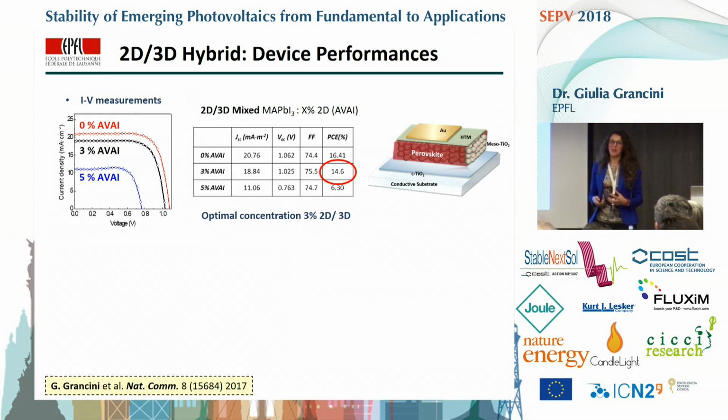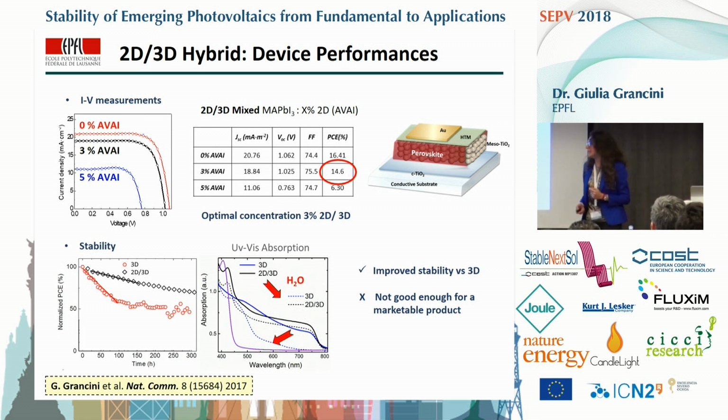Okay, now we take our materials and we wanted to see the effect of this blend in the device. So we used different compositions of the AVI 2D perovskite within the blend, and you can see that at an optimal concentration of 3%, we obtain, for a mesoporous-based configuration, where the perovskite is sandwiched in between the titanium dioxide and the spiro, an efficiency of around 15%. What about the stability? Well, you can see that with the 2D, 3D blend, the stability was enhanced with respect to the pure methylammonium lead iodide.